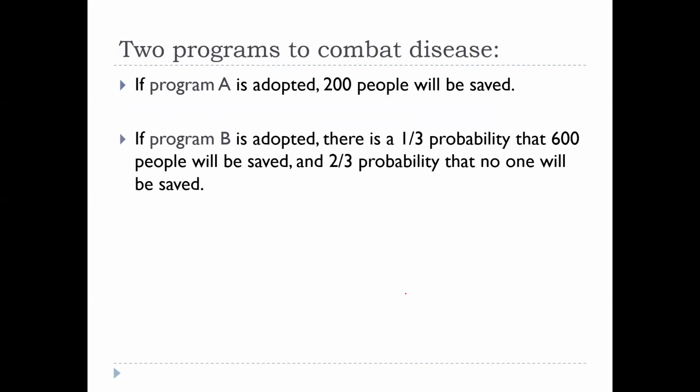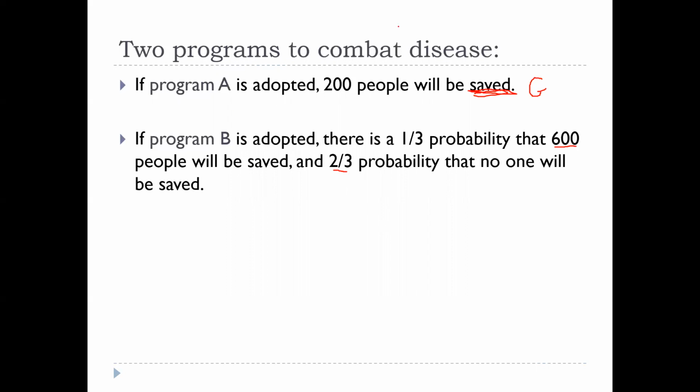So let me go back to some examples from the poll I asked you to do. Here are two programs. You can adopt program A, and 200 people will be saved. Saving, this is the framing, this is a gain. And with program B, I can take some risk. If I take that risk, there's a 1/3 probability that 600 people will be saved, which you can think of as the entire population, or a 2/3 probability that no one would be saved.